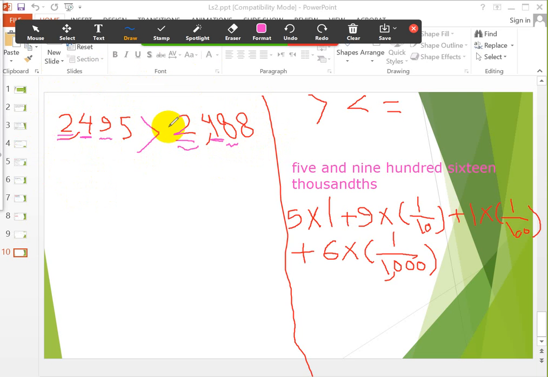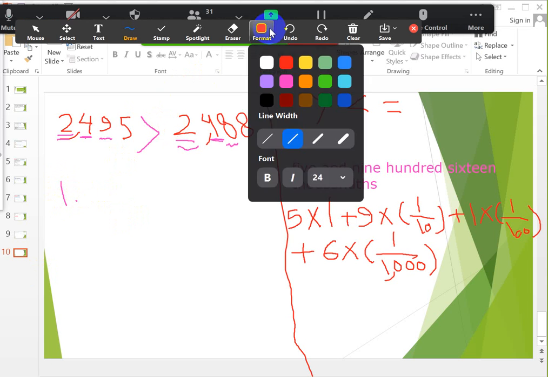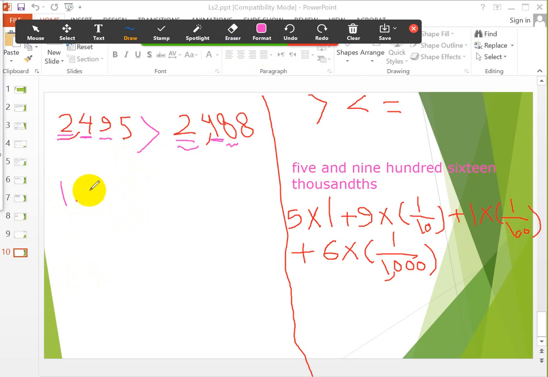What about if I have two decimal numbers? Let's choose two numbers. I will choose another color: 1.516 and 1.523. Look, what about if I want to compare between two decimals? It's the same thing. Also in decimals, I will use the same strategy.